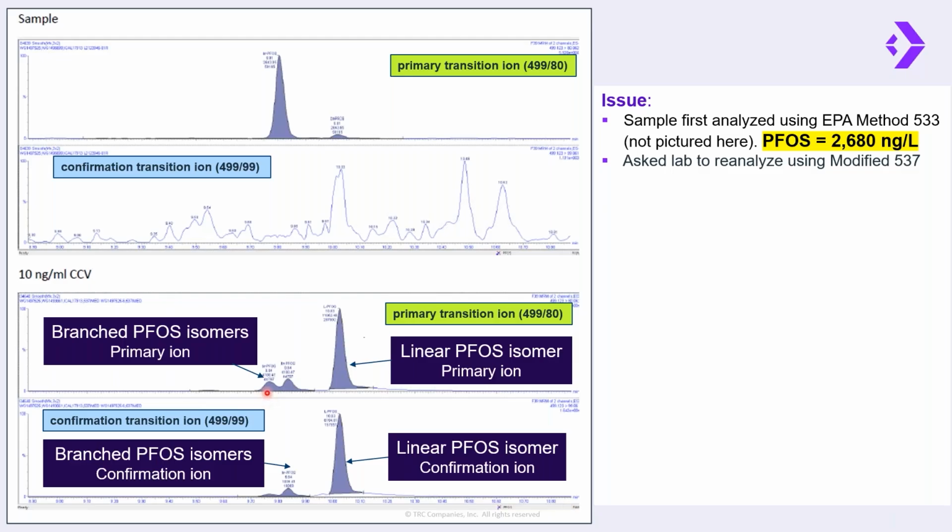So the same thing, you see peaks for the branched isomers for the primary ion on the top and peaks for the branched isomers for the confirmation ion on the bottom. So this here is a calibration standard, but the presence of these primary and confirmation ions at defined ratios and at certain retention times provides assurance that this is a positive detection of PFOS. And we use this same process when we're identifying PFOS or any PFAS chemical in a sample.